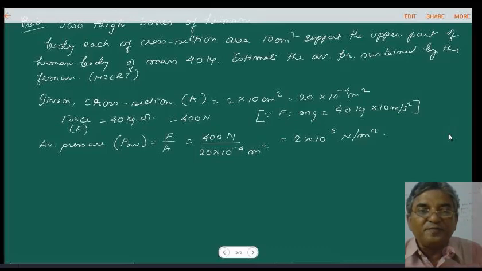Very easy. Now again, the mass is given, 40 kg. So you have to convert into force, which is equal to mass into acceleration. So 40 kg into 10 meter per second square gives you 400 Newton. So average pressure is simply pressure equal to force per unit area. It becomes 400 Newton by 20 into 10 to the power minus 4 square meter. This gives you 2 into 10 to the power 5 Newton per square meter.